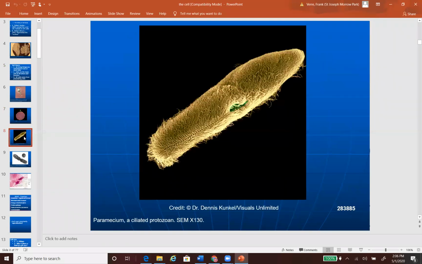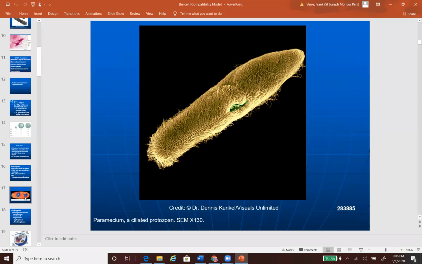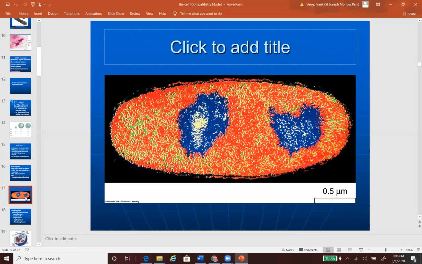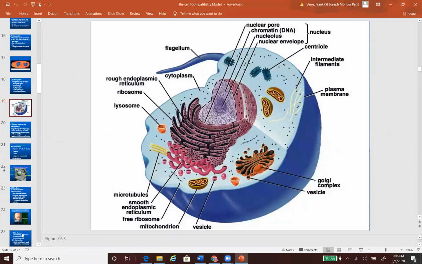So this is an example of a eukaryotic cell. And a huge difference is when we look inside the cell, bacteria don't have a nucleus. You can see here the eukaryotic cell does have a nucleus. But bacteria and eukaryotic cells do have lots in common. They still both have DNA, which we talked about last time.